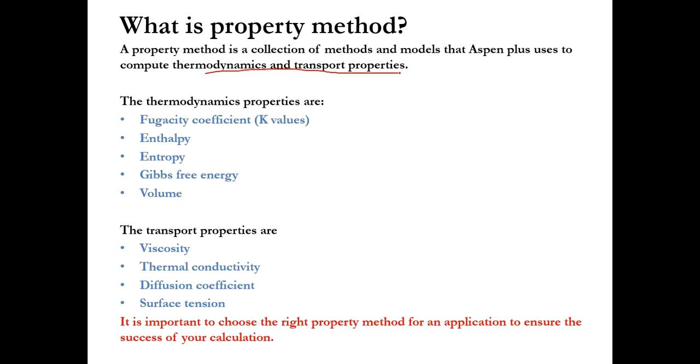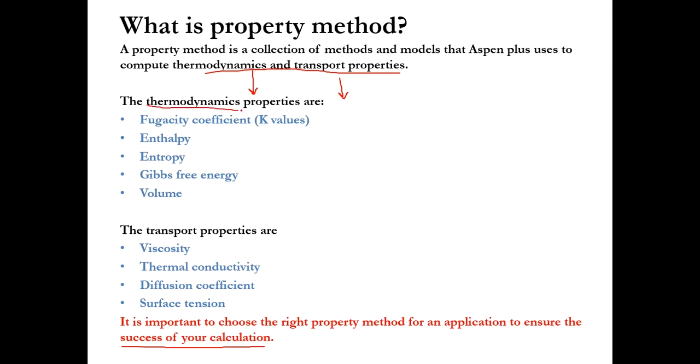Basically, property method या जिसकी हम बात करते हैं कि ये वो मेथड है जो डिफरेंट मॉडल्स और डिफरेंट मेथड को कंबाइन करके या अक्यूमुलेट करके एस्पन प्लस को इनेबल करता है कि वो डिफरेंट थर्मोडायनेमिक और ट्रांसपोर्ट प्रॉपर्टीज को कैलकुलेट करे। और अगर आप सही प्रॉपर्टी पैकेज सिलेक्ट करेंगे तो ही आपके रिजल्ट्स एक्यूरेट होंगे। It is important to choose the right property method for an application to ensure the success of your calculation.